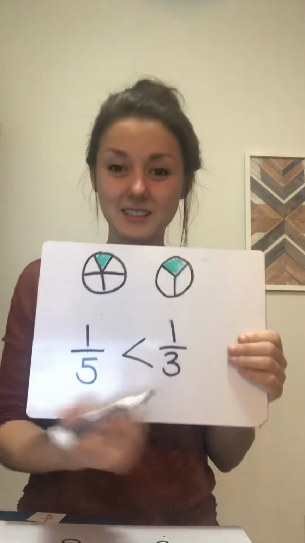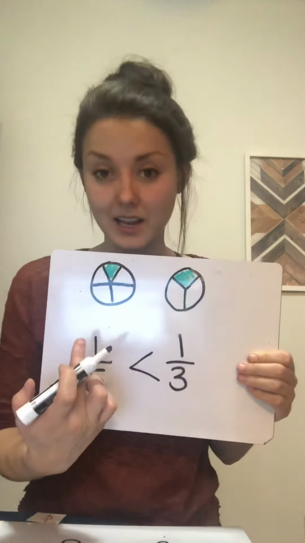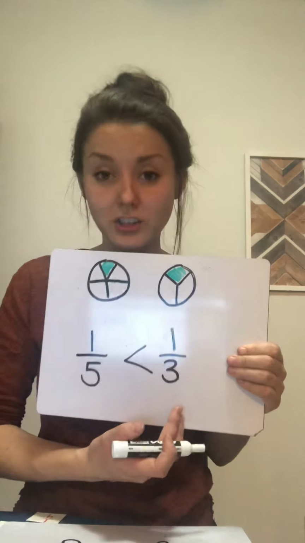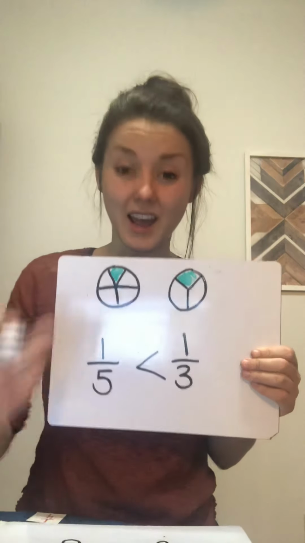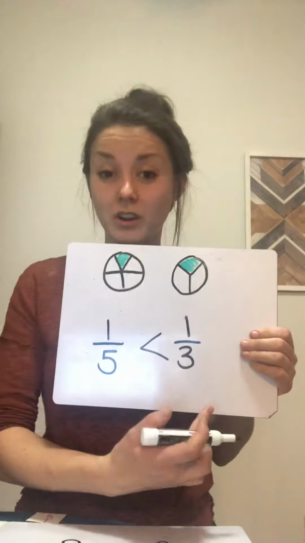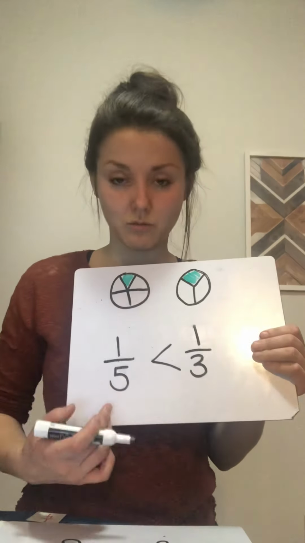So what that means is when the numerators are the same and the denominators are different, the bigger fraction is actually the smaller number because you're sharing it with less people. Okay? So 1/3 is bigger than 1/5, or greater than.